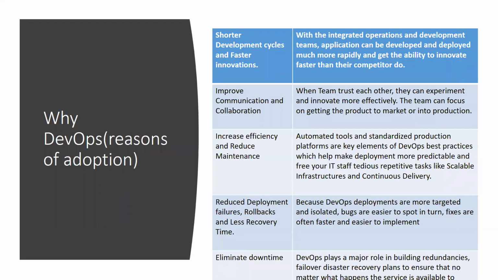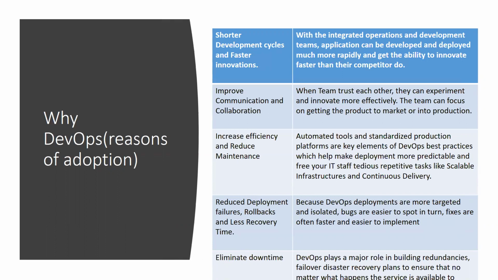Why is DevOps adopted by the market? What are the main reasons? So there are a few reasons by which everyone is looking for the DevOps process. There are shorter development cycles and faster innovation. As we keep discussing, it is in hours and it is very fast, rapid deployments.